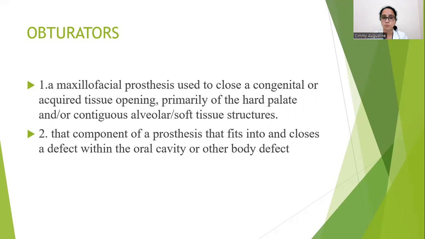So what is an obturator? It is a maxillofacial prosthesis which is used to close a congenital or an acquired tissue opening, primarily of the hard palate and/or contiguous alveolar soft tissue structures. It can also be defined as that component of a prosthesis that fits into and closes a defect within the oral cavity or other defects. These are the GPT-9 definitions of obturators.